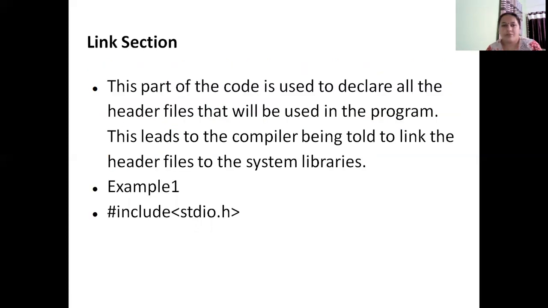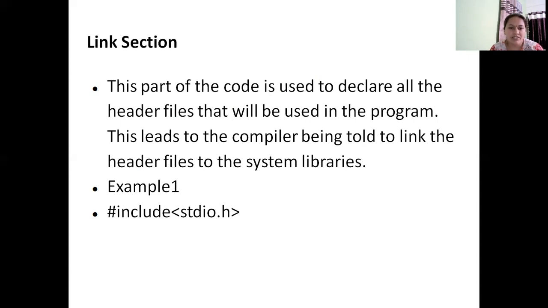The second component of a program is the link section. The structure of a C program consists of the link section as its second part. As we have discussed in the features of C language, C provides a rich set of library functions. All these library function codes are available in header files of the system library. In order to link these header files to your program, you have to write hash include statements in the link section. An example hash include statement is hash include stdio.h.